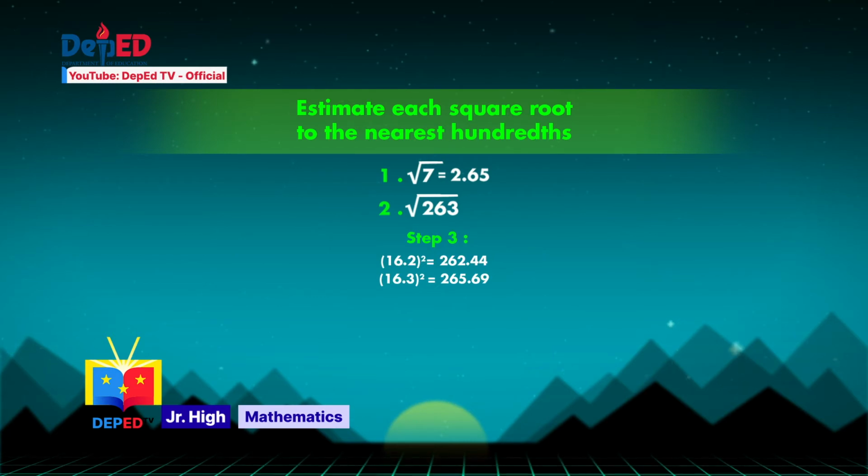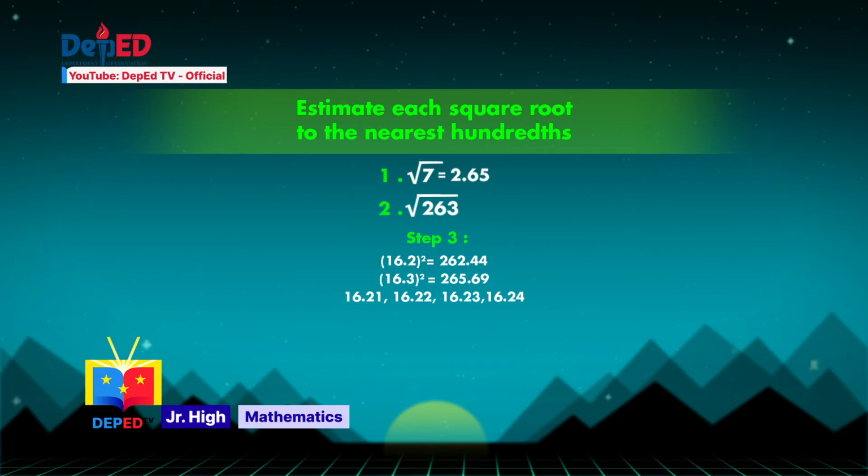Step 3. We know that 263 is closer to 262.44 than to 265.69. So we will try 16.21, 16.22, 16.23, and 16.24.